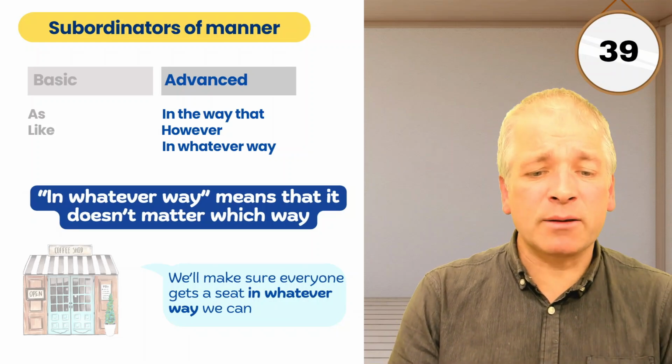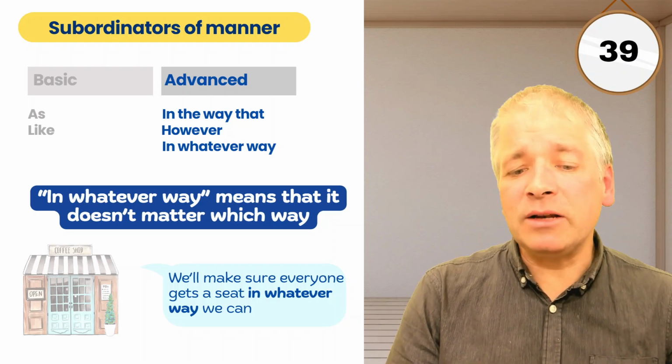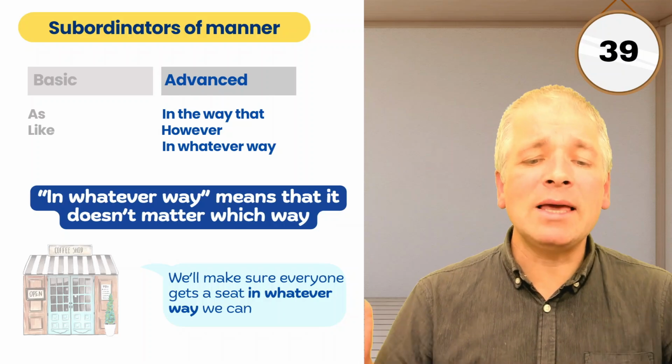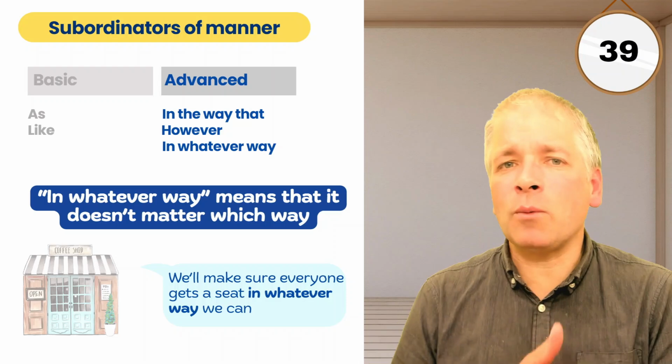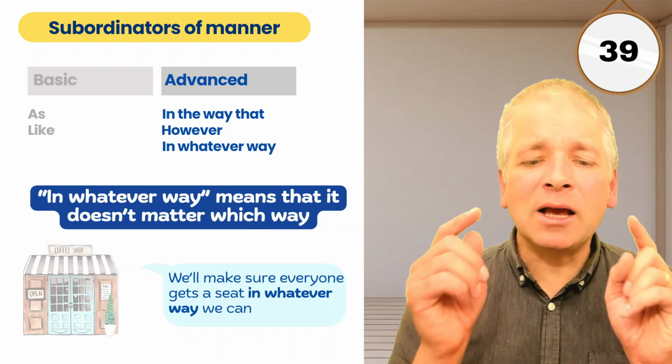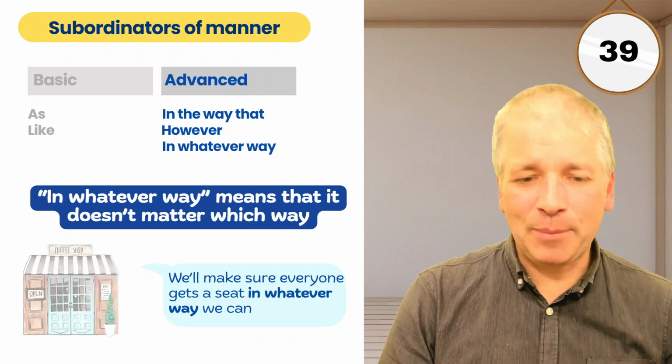And this means it doesn't matter which way. We'll make sure everyone gets a seat in whatever way we can. We'll do everything. It doesn't matter what we have to do. We will make this happen. We'll make sure the thing in the first clause happens.